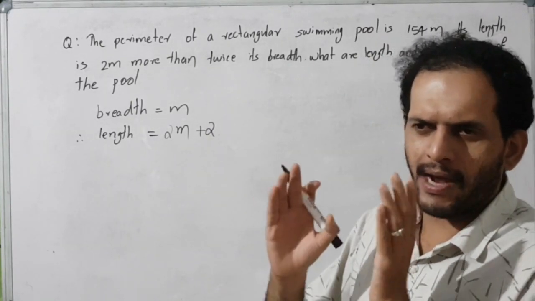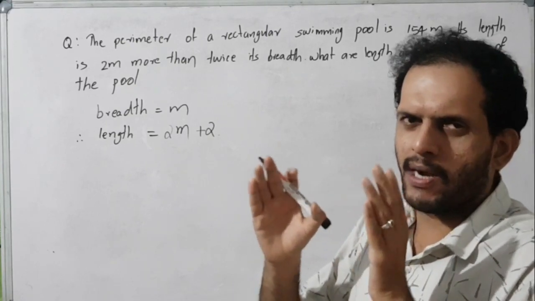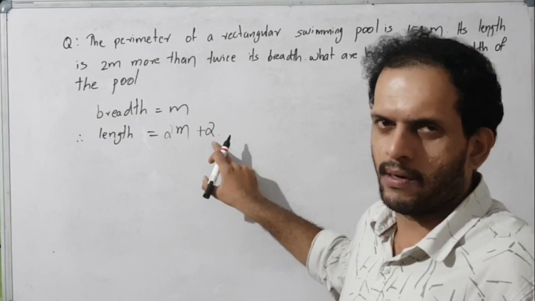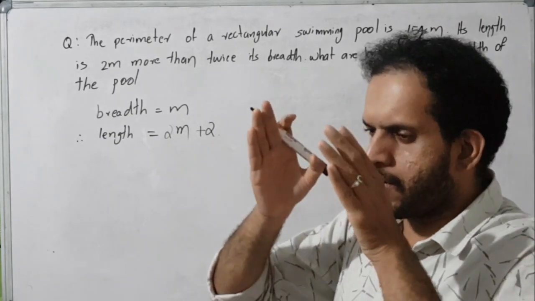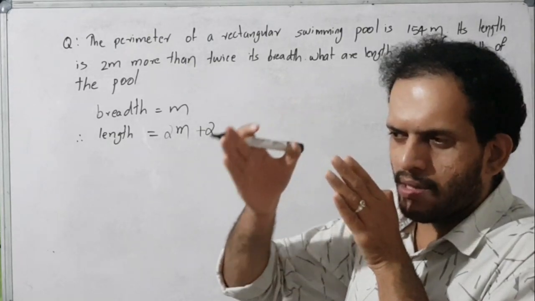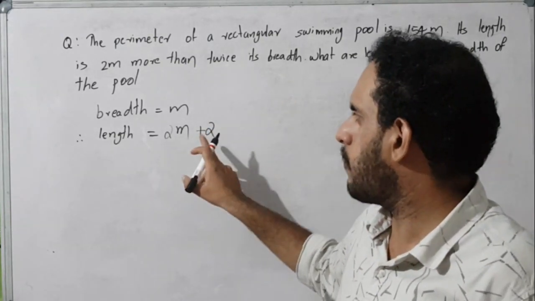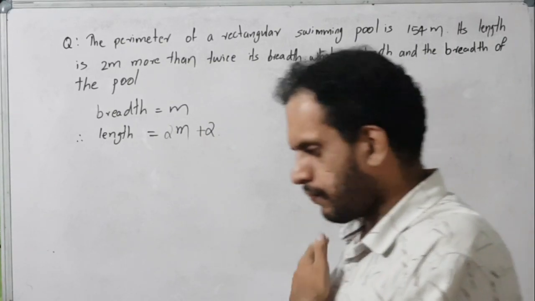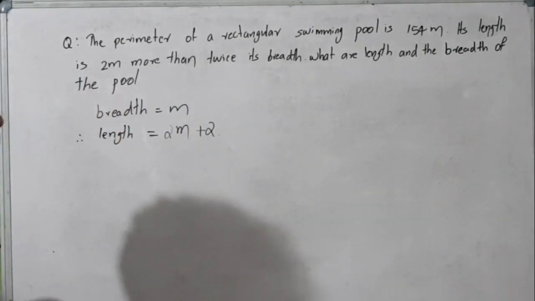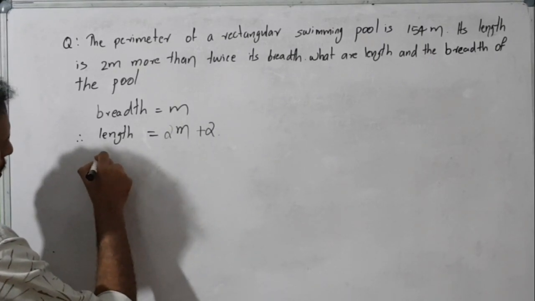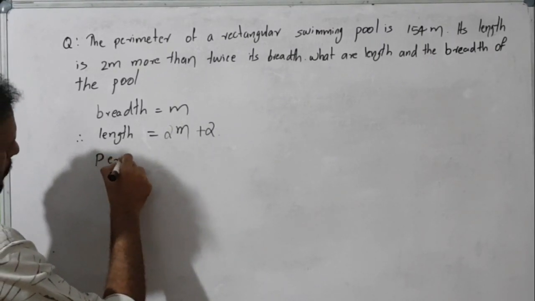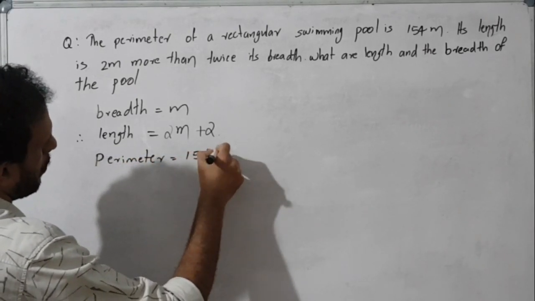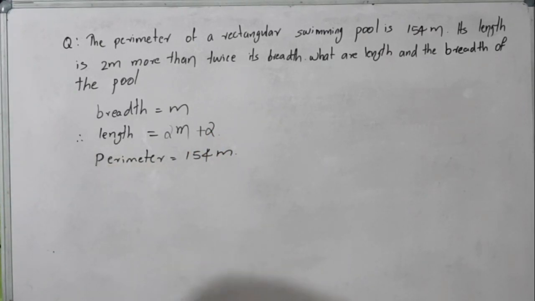So how do we find the double? To find the twice we multiply by 2. Then we add 2 again. Clear? Then to remember the things, if the question says the word more than or exceed, what is the symbol we denote like this? That one is plus. Okay, so then what is given? One more is given. What is that? Perimeter. Perimeter is equal to 154. Correct? 154 meter.